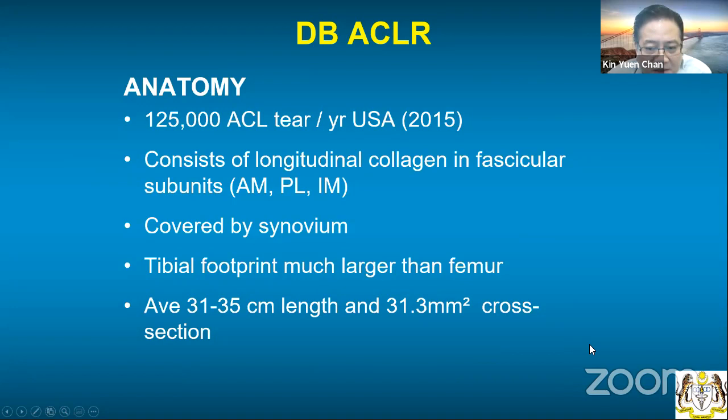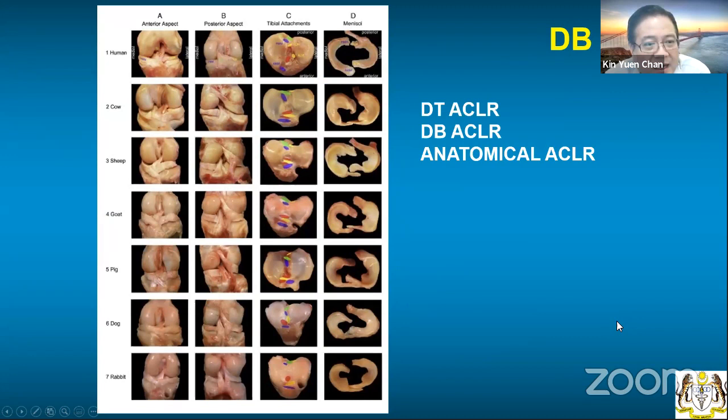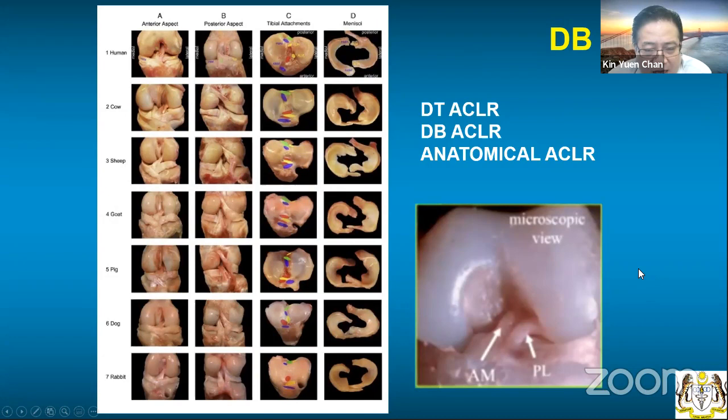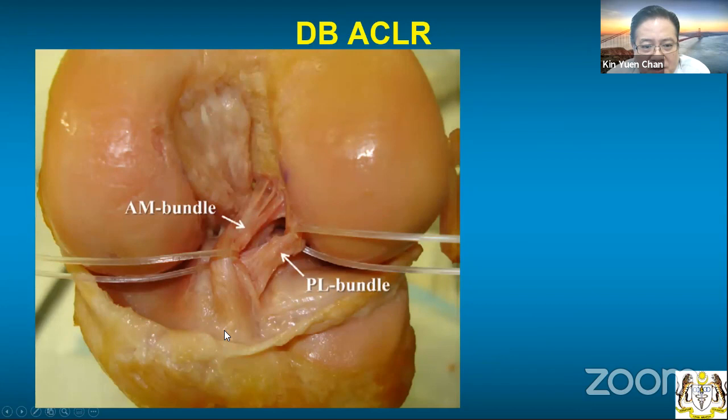It's interesting to note that these double bundles are actually present in a lot of animals. It's present in the cow, the sheep, the goats, pigs, dogs, and rabbits, and is also very visible in an embryo. These are some of the studies done by Professor Freddie Fu, who's shown a lot of this today. And in the adult, you can see that they do have separate distinct bundles, and they attach at different angles to the femur from the tibial side.